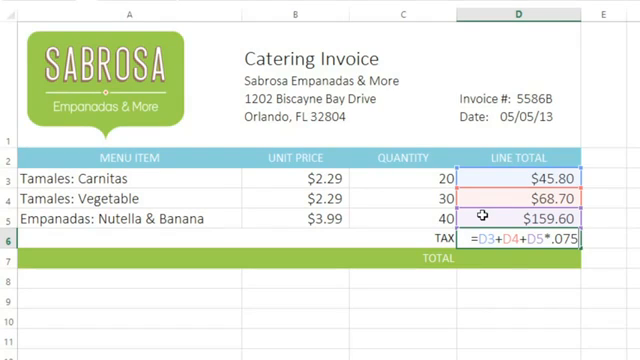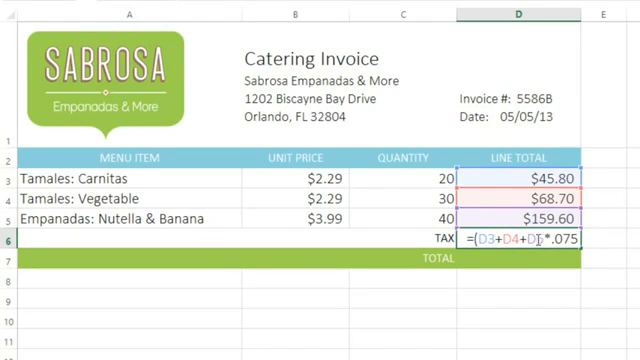Now, this may look like it's going to give us the correct answer, but it's not. That's because we didn't follow the order of operations. Remember, multiplication comes before addition, so Excel is going to multiply D5 by 0.075 first. Then it'll add D3 and D4, which isn't what we want. We want these 3 values to be added first. So to do that, we just need to put them in parentheses.